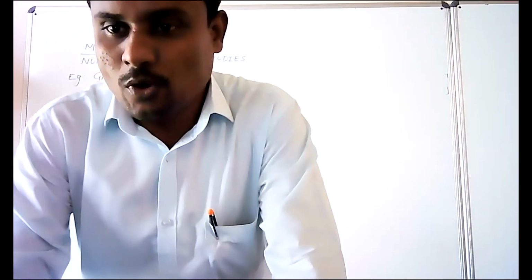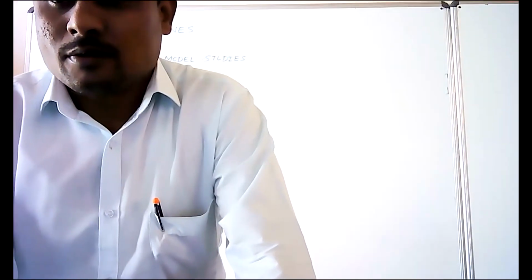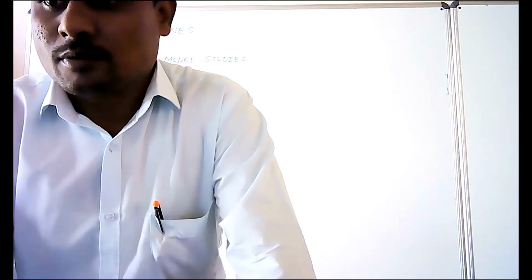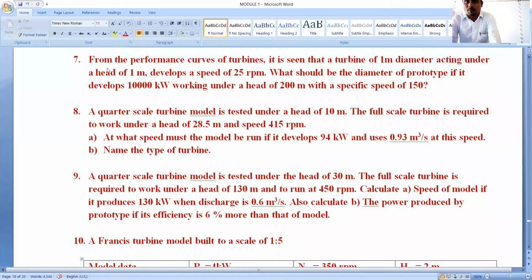Okay, let's go to the next problem. Just read problem number 7 carefully. From the performance curves of turbines, it is seen that the turbine of 1 meter diameter acting under the head of 1 meter develops a speed of 25 rpm. What should be the diameter of the prototype if it develops 10,000 kilowatts working under the head of 200 meters with a specific speed of 150?